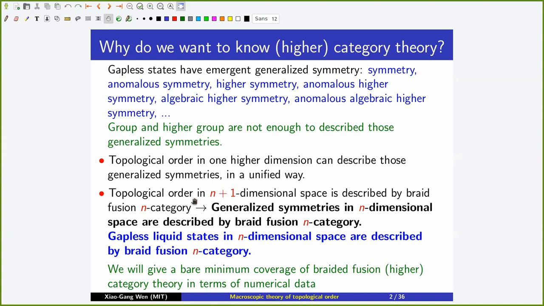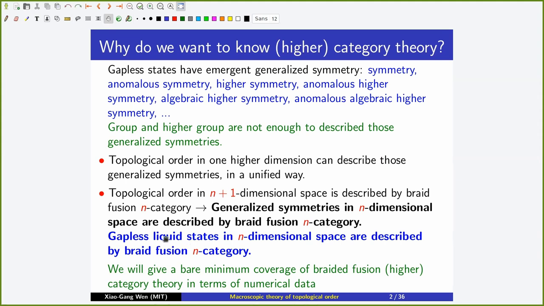More concretely, the topological order in one higher dimension, like n plus one dimensional space, is described by this so-called braided fusion n-category. There is a shift. Because topological order describes a symmetry in one lower dimension, we say that this braided fusion n-category describes a symmetry in n-dimensional space. So this braided fusion n-category somehow replaces a group describing symmetry in n dimensions. But this symmetry can be generalized, etc.